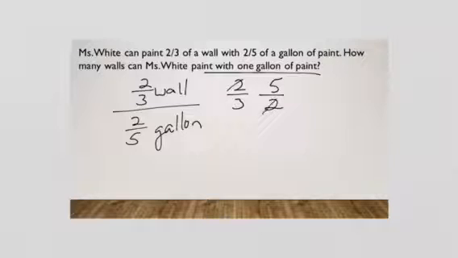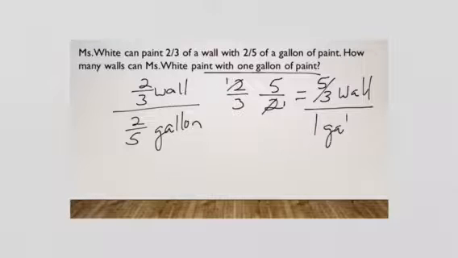In this case, we can cancel out a common factor of 2. And we'll get 5/3 of a wall for every 1 gallon. So you end up with 5/3 of a wall for every 1 gallon.